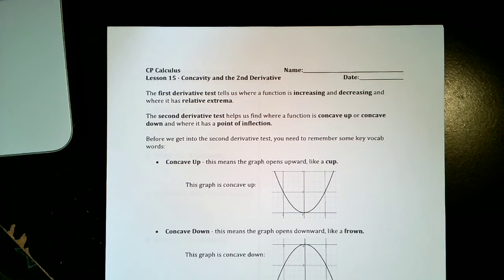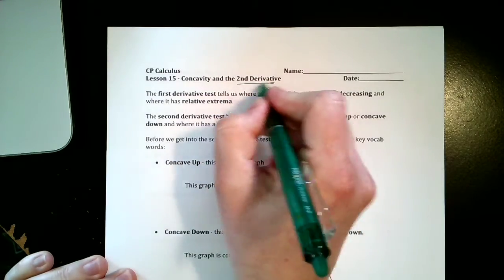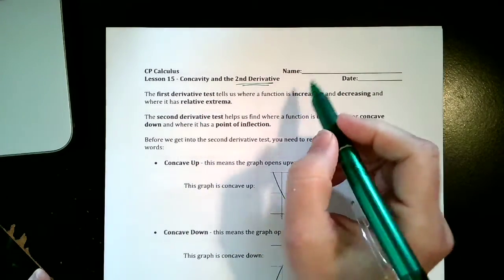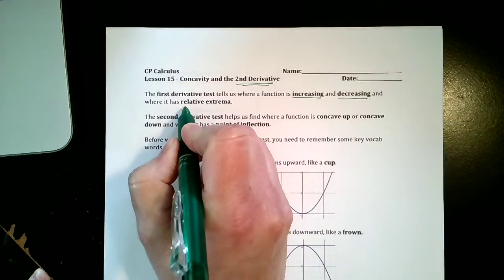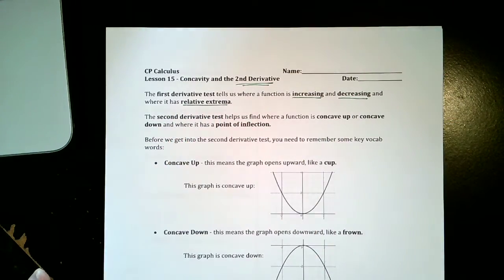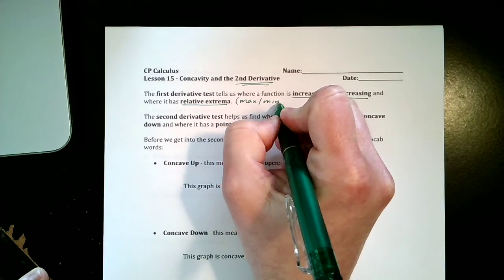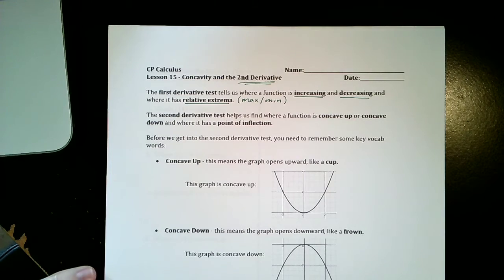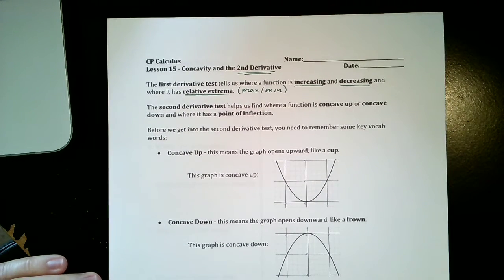Today we are going to talk about concavity and the second derivative. Okay, so we've been talking about the first derivative test. And remember that the first derivative test tells us where a function is increasing and decreasing, and it also gives us the location of the relative extrema, the maxes and mins. Okay, if you're still having trouble with that, then you need to email me and let me know so I can help you. Okay, today we're going to talk about the second derivative test.